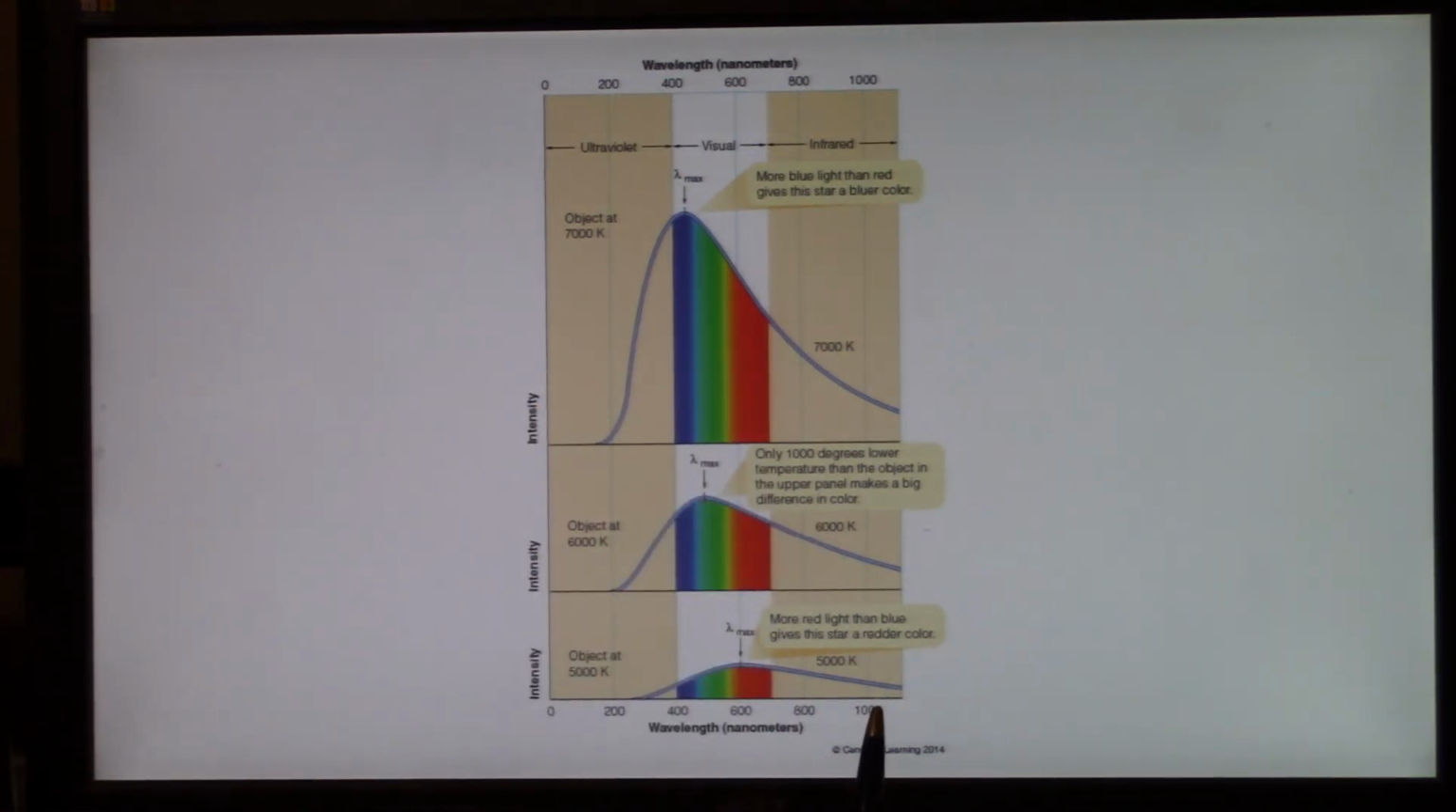So why are we talking about this with stars? Well, it turns out the surface of stars approximate black bodies. They act very similar to a horseshoe that would be in hot coals or your burner on your stove.